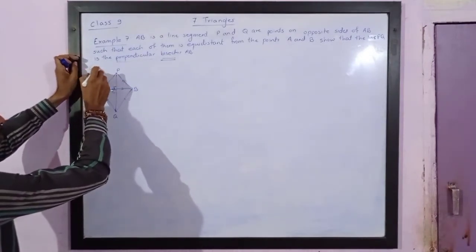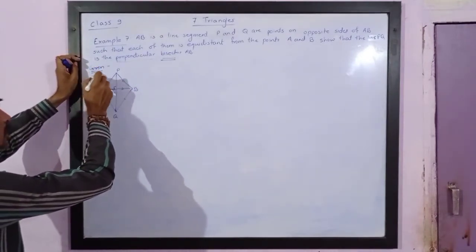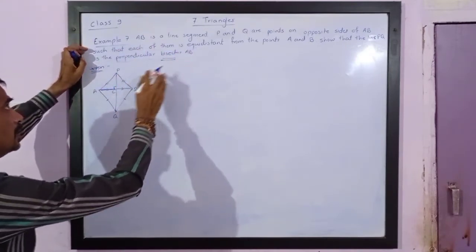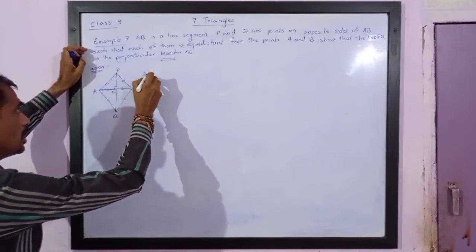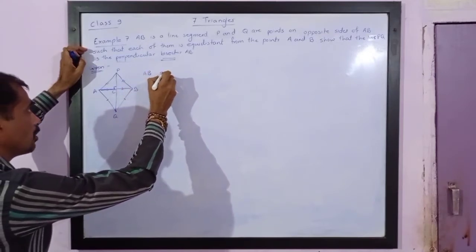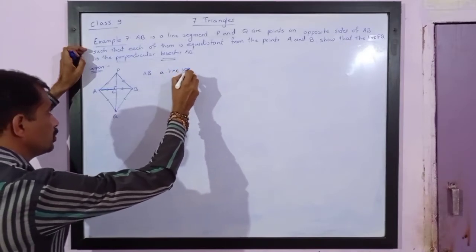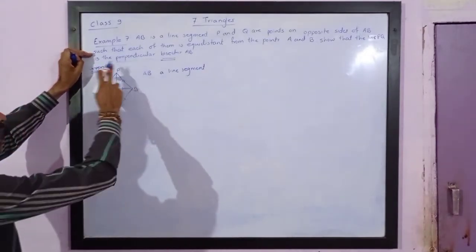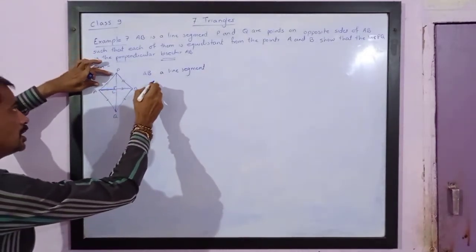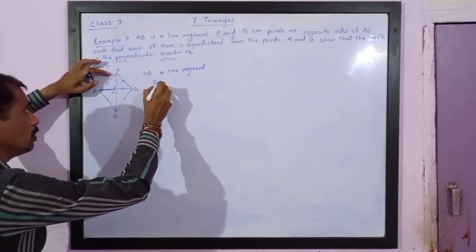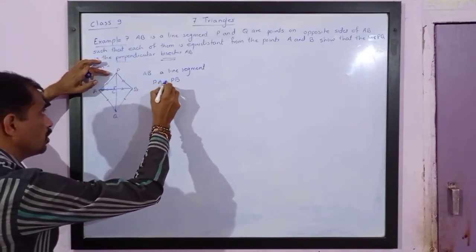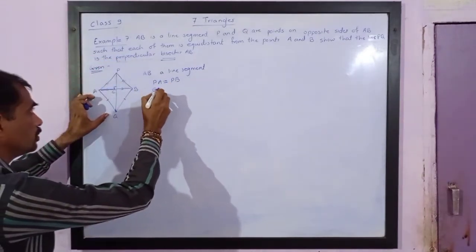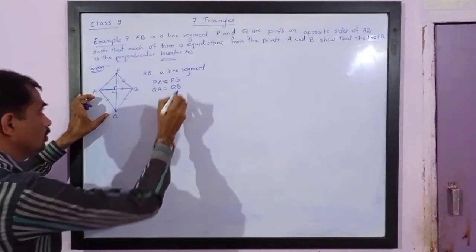So the figure is given for us. Then we are given AB is a line segment. So we can take AB as a line segment. This is given to us. Then P and Q are on opposite sides of AB such that we can write, we are given that PA is equal to PB. This is given to us. We are also given that QA is equal to QB.